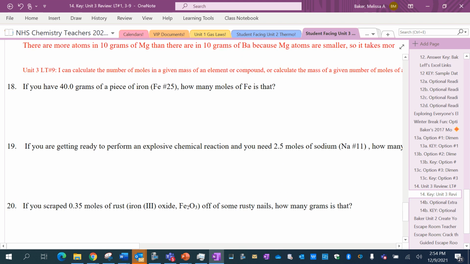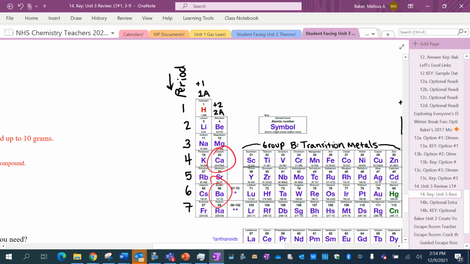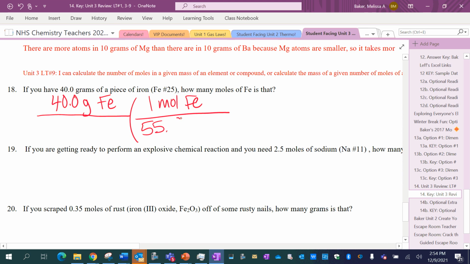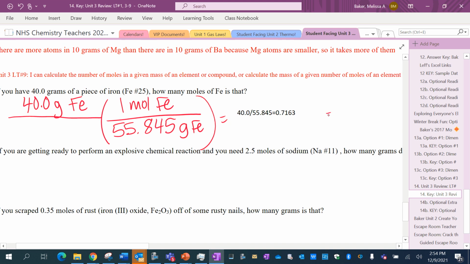Last, there's a few dimensional analysis inversions. 40.0 grams of Fe. How many moles of Fe is this? So 1 mole Fe is how many grams? 55.845. And I'm going to use my OneNote calculator. And I want to round to the correct number of significant digits, which is 3.716 moles of Fe.